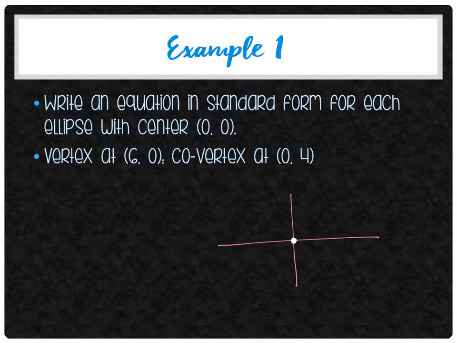Where's the point 6, 0? Along the x-axis or along the y? X. So 1, 2, 3, 4, 5, 6. Which means my other vertex is where? Negative 6. 1, 2, 3, 4, 5, 6. And then my co-vertex is at 0, 4. Now this is along my y-axis. So this is what my ellipse looks like.